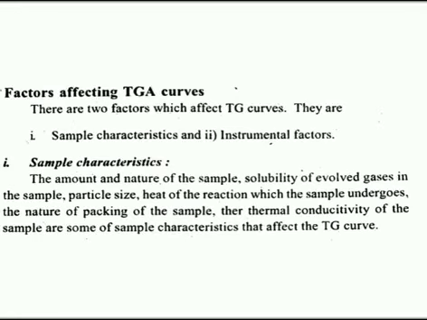Now we shall discuss some of the factors affecting thermogravimetric curves. We have already discussed this in the previous class. There are two factors which affect thermogravimetric curves: sample characteristics and instrumental factors. In the sample characteristics, the amount and nature of the sample, solubility of evolved gases in the sample, particle size, heat of the reaction which the sample undergoes, the nature of packing of the sample, and the thermal conductivity of the sample are some of the characteristics that affect the thermogravimetric curve.